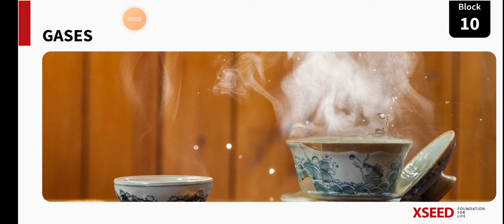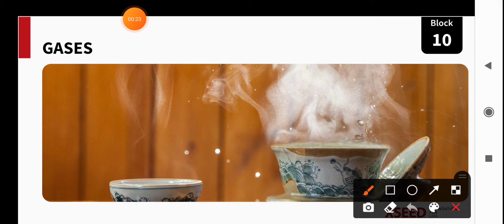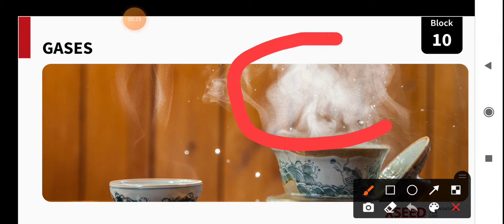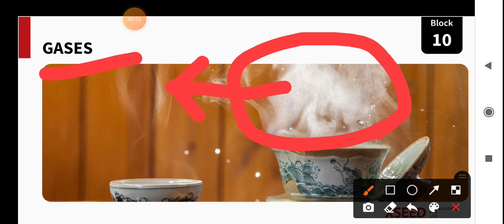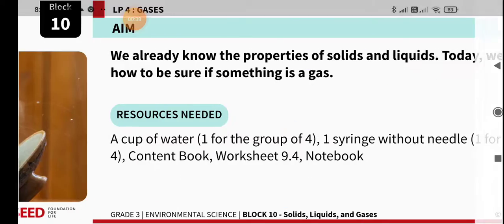Namaste, children. In the previous class, you learned about liquids and their properties, and how they change from solid to liquid and liquid to solid. Now we are going to learn about gases. You can see the picture here, how the fumes are coming from a hot coffee cup. These fumes are in a state known as gas. So you're going to learn about gases in today's class.